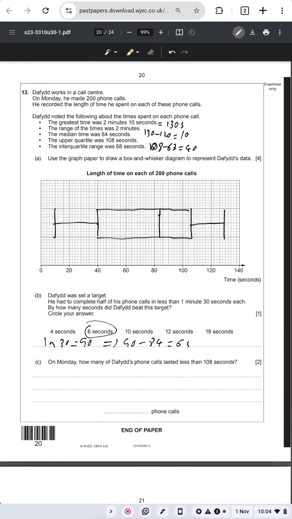On Monday, how many of David's phone calls lasted less than 108 seconds? So this was the upper quartile, so this is the 75th percentage point. So we got 75% of 200. Therefore, this is 75 over 100 times 200. Those zeros will cancel, so we have 75 times 2, which is 150. And that completes the paper.